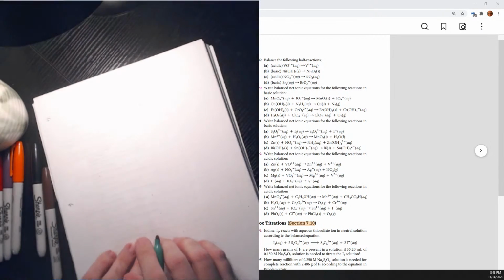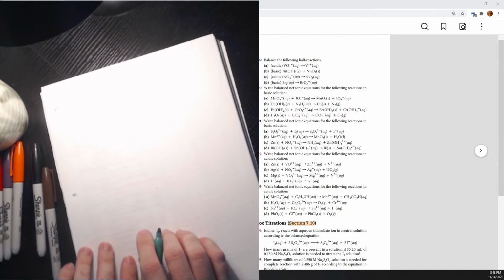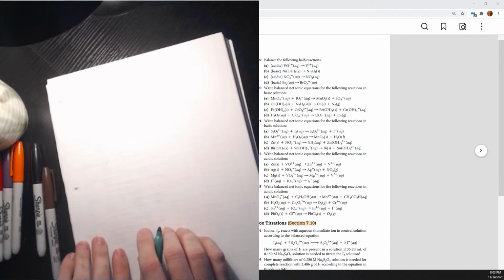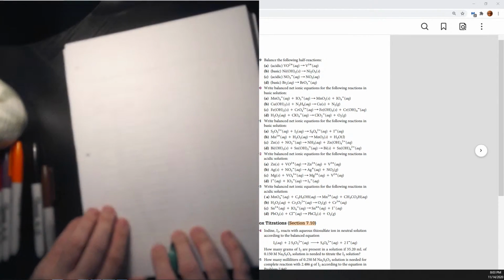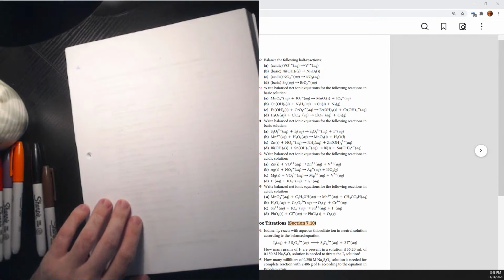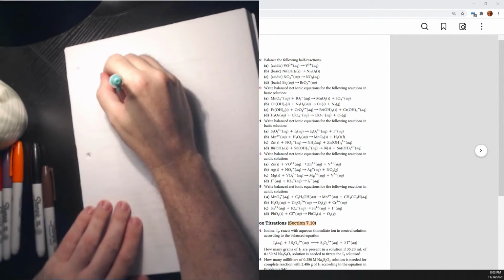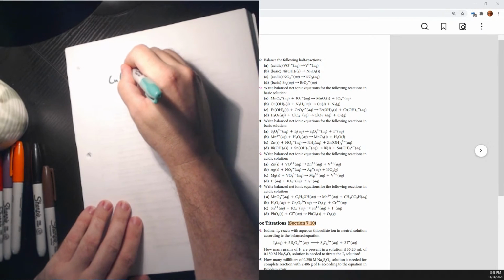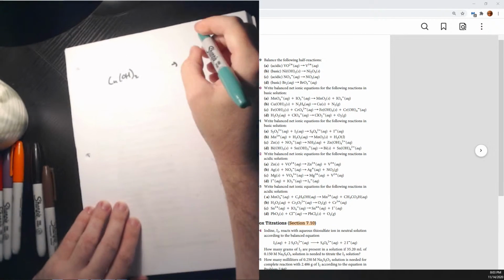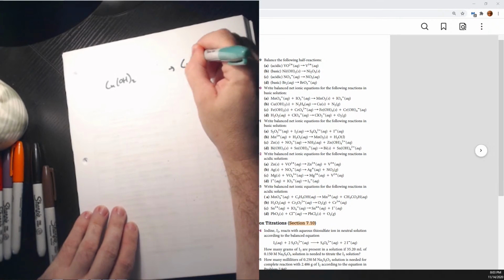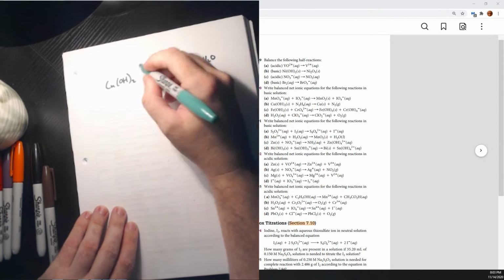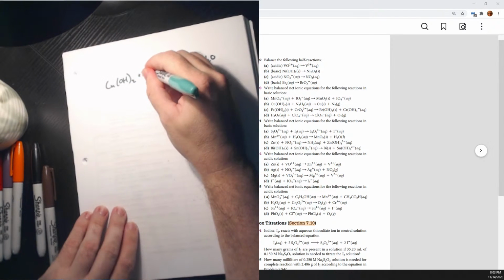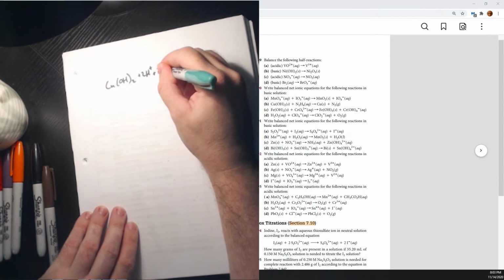All right, copper 2 hydroxide plus N2H4. That's rocket fuel. I think it's azide is what it's called. No, azide is N3. Whatever. All right, so CuOH2 goes to form just copper. So 2H2O, 2H plus, 2E minus.